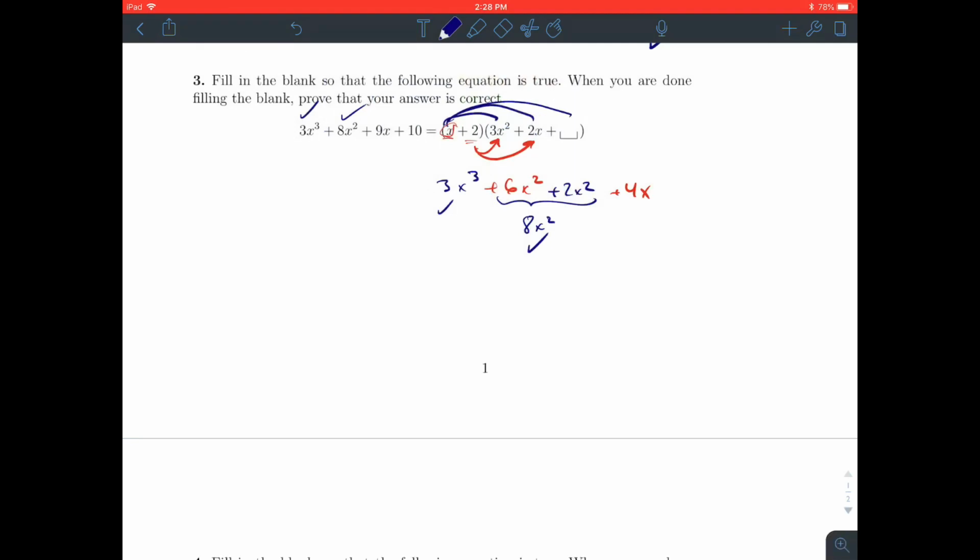When we do x times the blank, we have to think ahead. So we have 4x currently, but we actually want 9x. So to get 9x, it looks like we need an extra 5x, so we probably have a plus 5 here, because 5 times x is 5x. And then switching to the 2 times 5 is 10. And that's great, because 9x matches 9x, 10 matches 10, so everything is good.